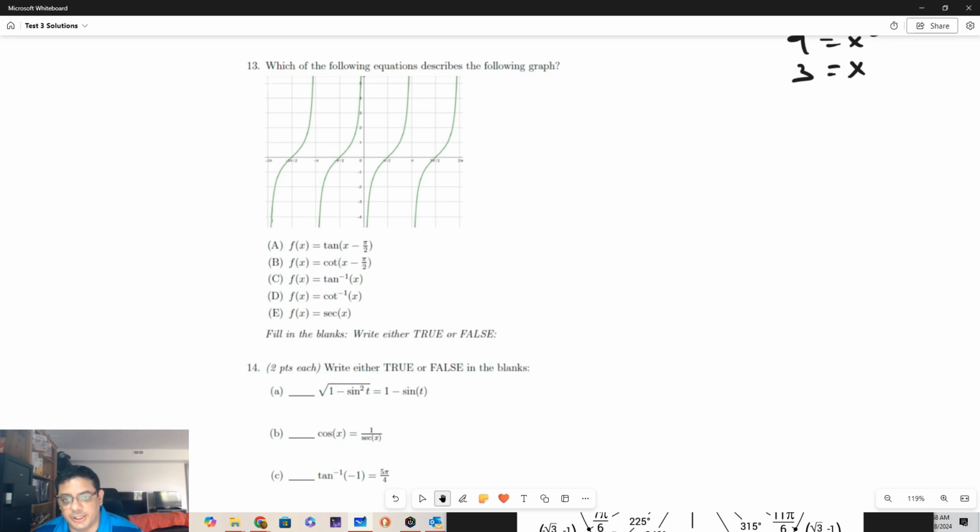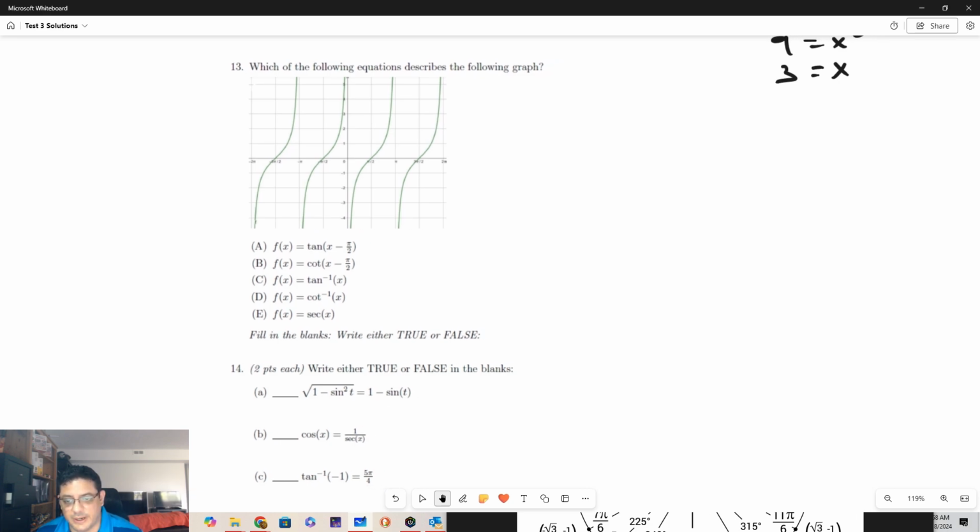Now, number 13 asks which of the following describes this graph. Notice that this looks like a tangent since it is increasing from left to right, but it doesn't have asymptotes at minus pi half and pi half. Instead, it seems to have asymptotes at 0 and pi. And it doesn't have a 0 at 0, but it has a 0 at pi half. So this means we're taking the tangent and moving it pi half units. So this is my answer, tangent of x minus pi half, which is moving the tangent pi half units to the right.